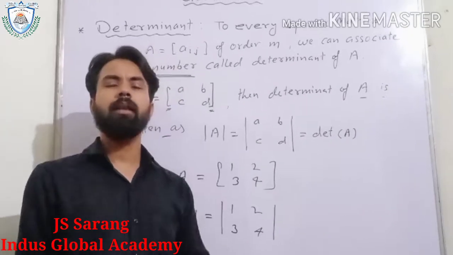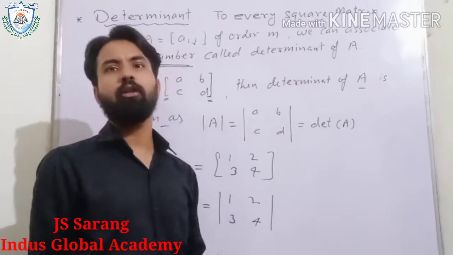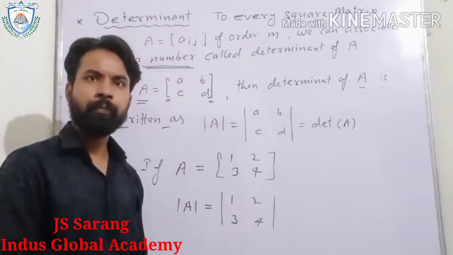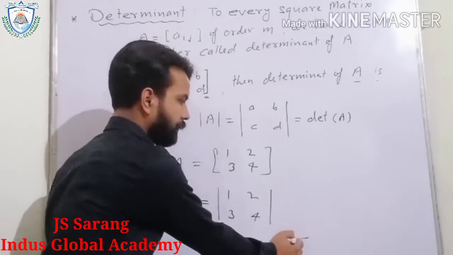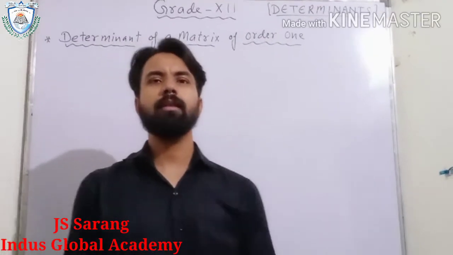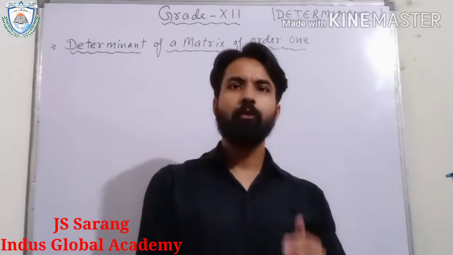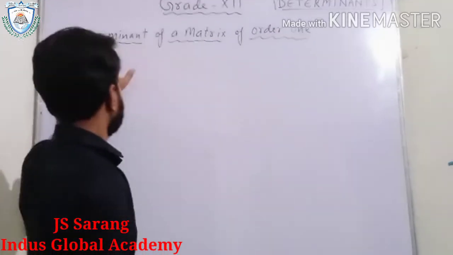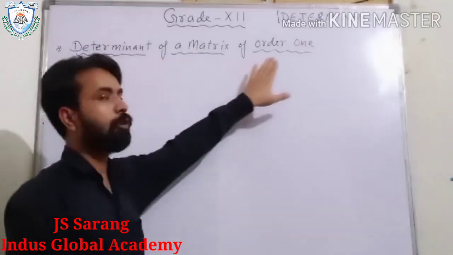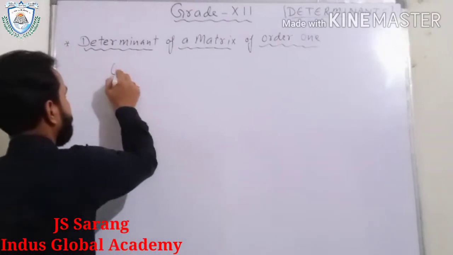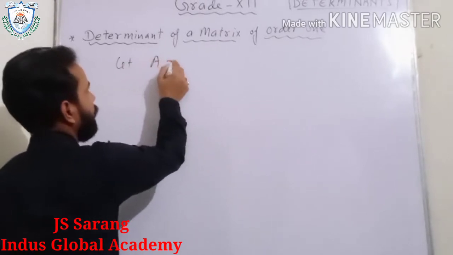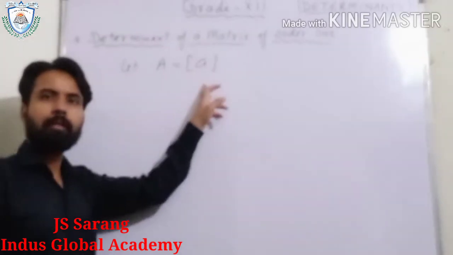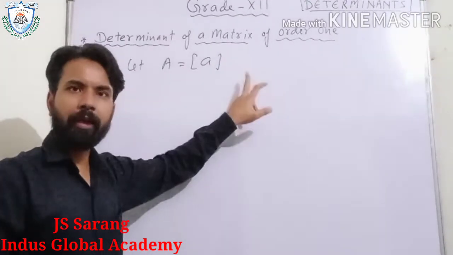Understood? Now we will discuss how to find the value of any determinant. Hope it is clear to everyone. Okay. Now we will discuss the determinant of a matrix of order 1 by 1. Let A equal to [a]. This is a square matrix of order 1 by 1.